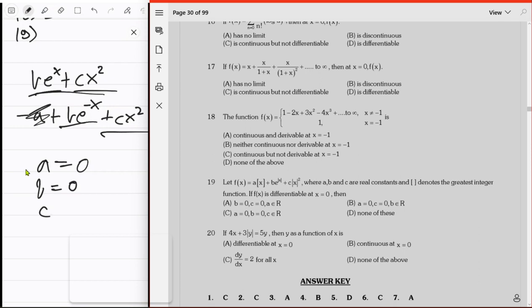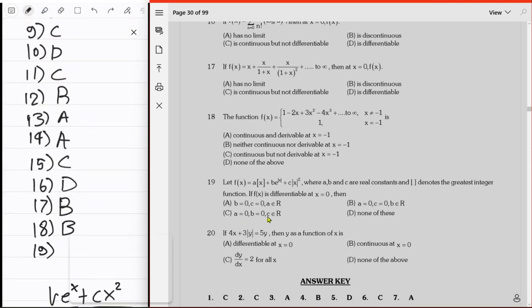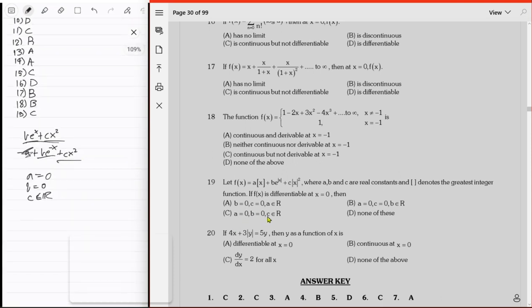So C belongs to the reals because polynomial terms are good. They are infinitely differentiable and always continuous. So there we go. A equal to 0, B equal to 0, C belongs to real numbers. Actually, it's not even that it belongs to real numbers. It could be complex numbers as well, but then C can be anything. That's what it's saying basically. Next.